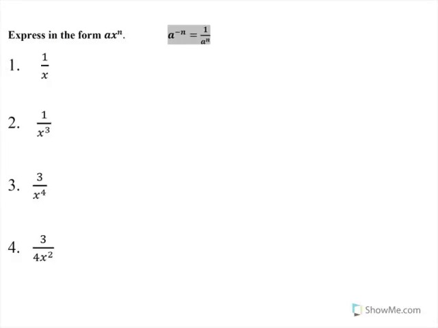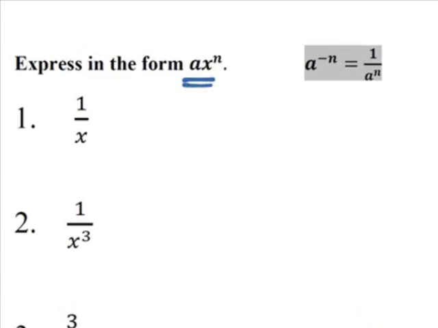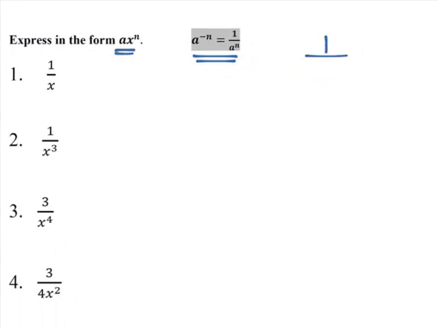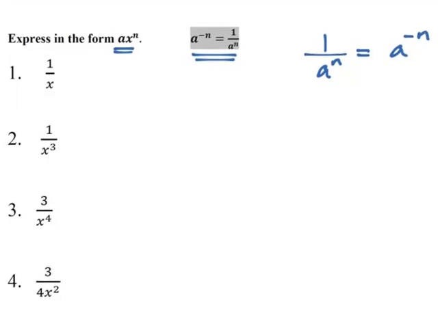Hi, welcome to this tutorial in which we're going to look at how to express terms in the form ax to the power of n. We're basically going to use this rule, but I'd like to write it as 1 over a to the power of n equals a to the negative n. In other words, we're going to go backwards.